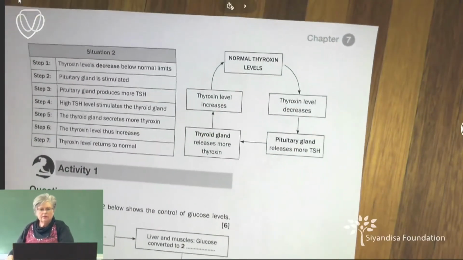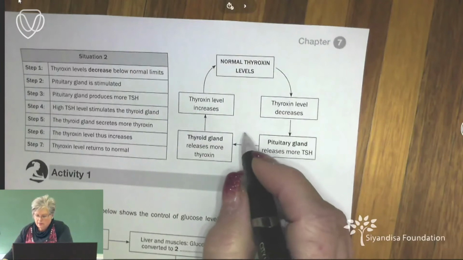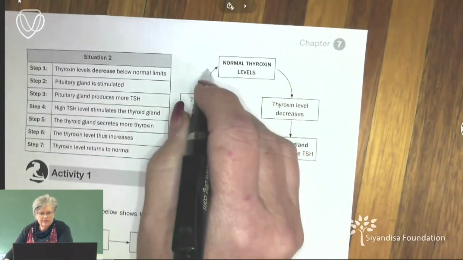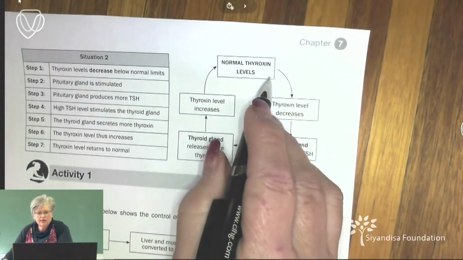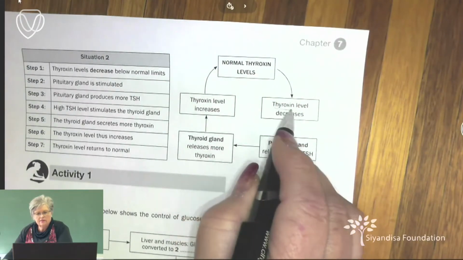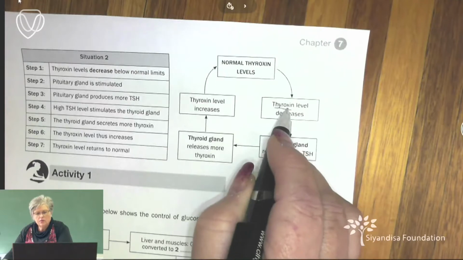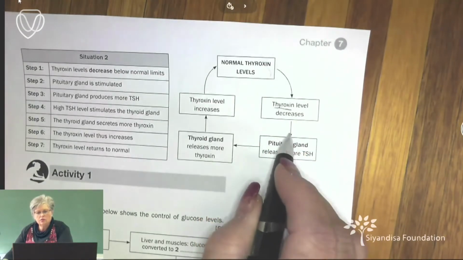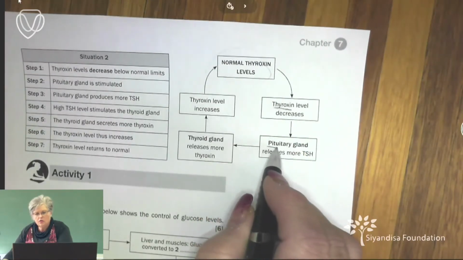If we look at what happens if the opposite occurs. We have homeostasis, but for some reason, it decreases. The thyroxine level decreases. What happens? The target organ is stimulated. What is the target organ?